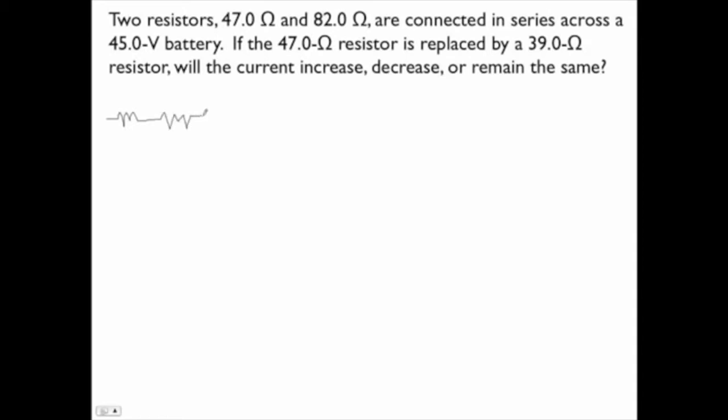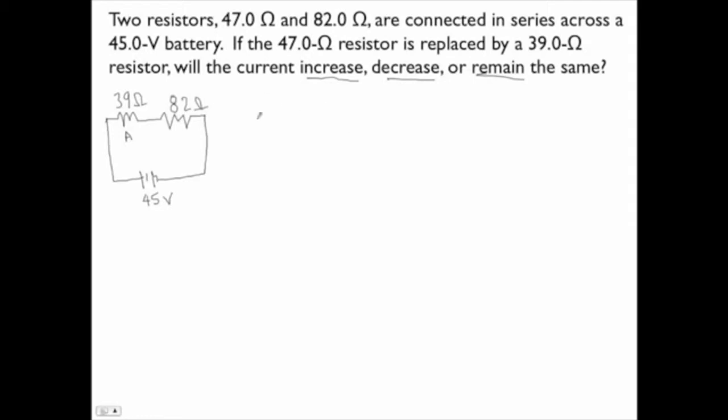For the next one, they're saying the same two resistors, but we're going to replace that 47 resistor by a 39 resistor. So now resistor A is 39 and resistor B is still 82. We still have our same battery. It's still going to be 45 volts. Okay, so we want to know if the current's going to increase, decrease, or remain the same.